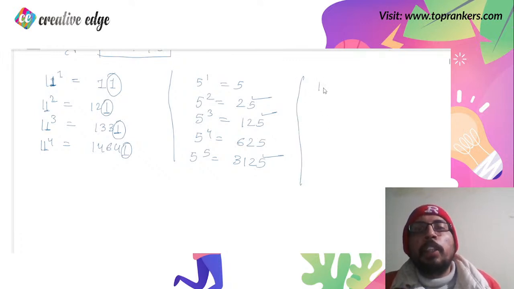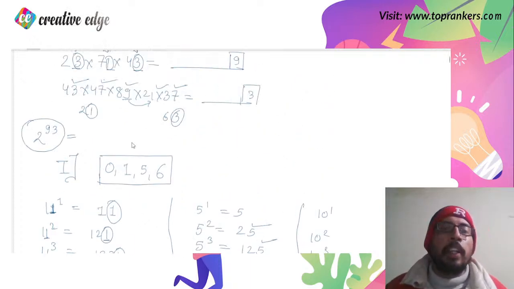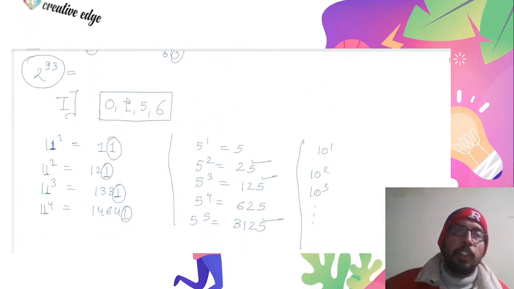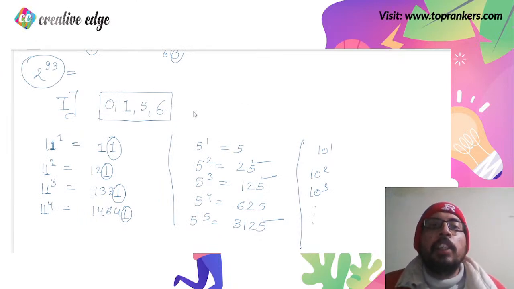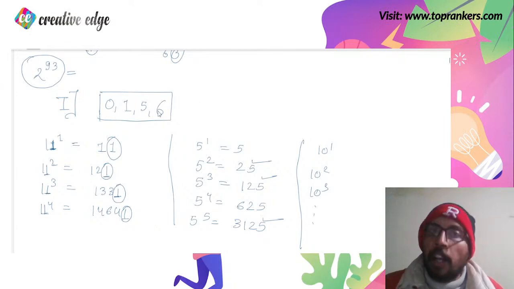In the same way, you can take 10 to the power 1, 10 to the power 2, 10 to the power 3. That is why I am categorizing these numbers into our first category, because no matter what the power of these numbers is, they will always produce the same unit digit as they are.